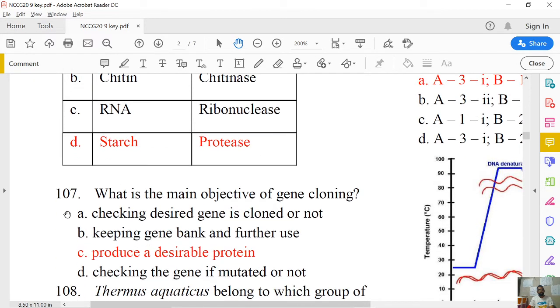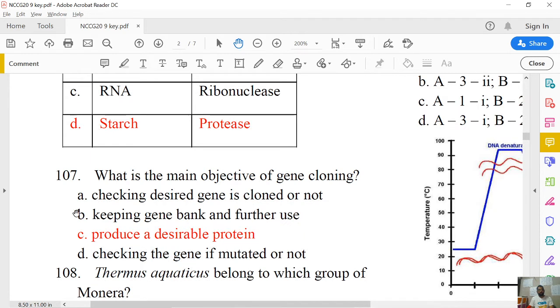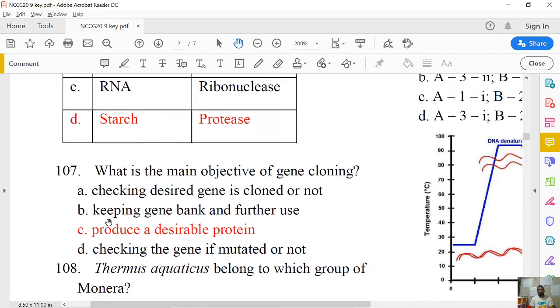What is the main objective of gene cloning? So the main objective will be always the production of something. So here, say, protein.